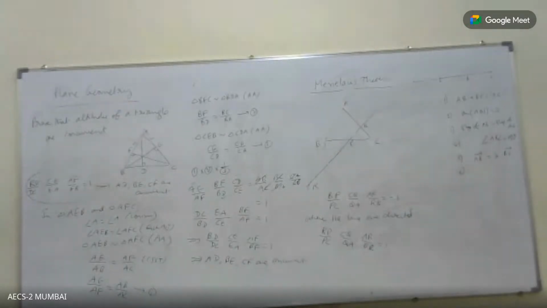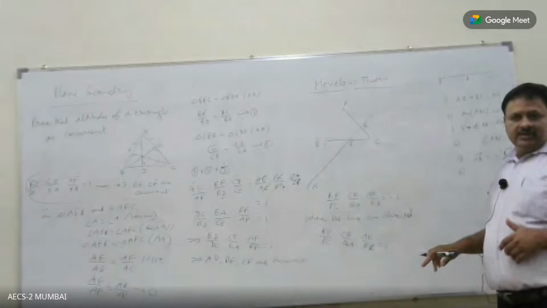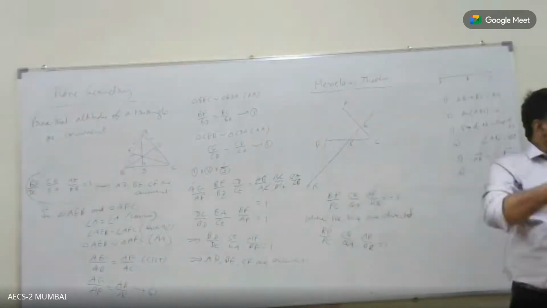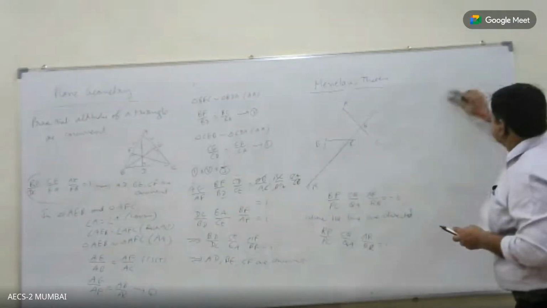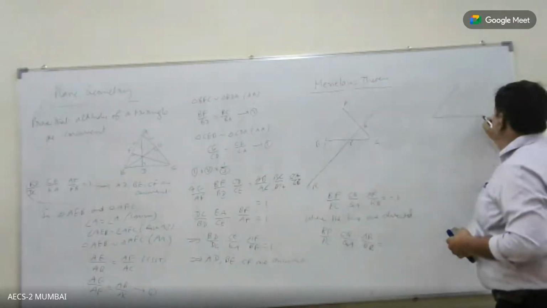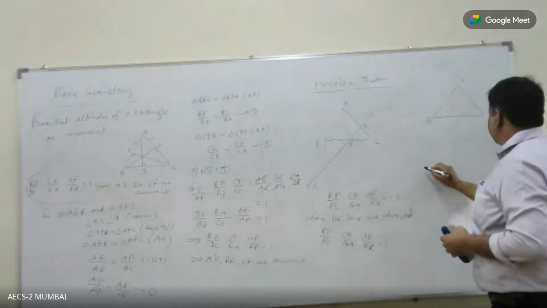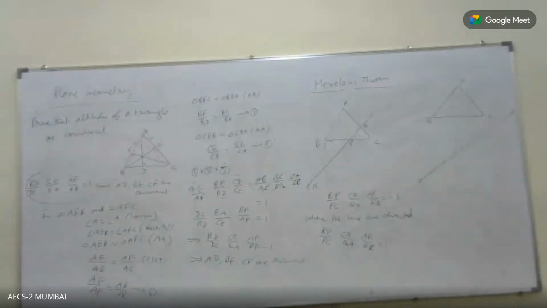Have you got this? No. Here, P and Q are cutting like this. What if the transversal cuts all the three sides externally? What I am trying to say, I have a triangle ABC. I have a transversal like this. Will the Menelaus theorem work?